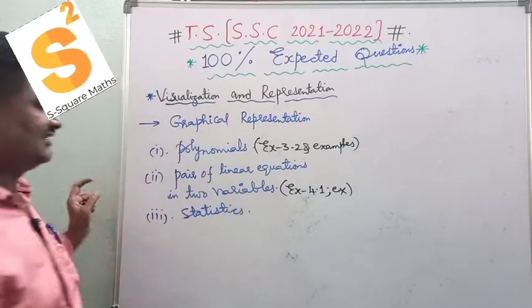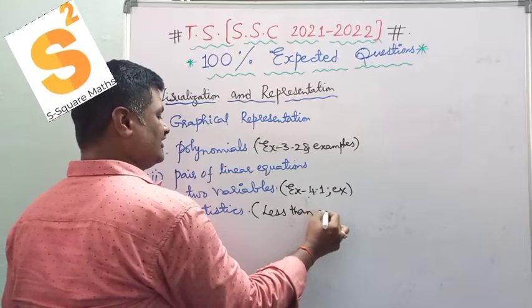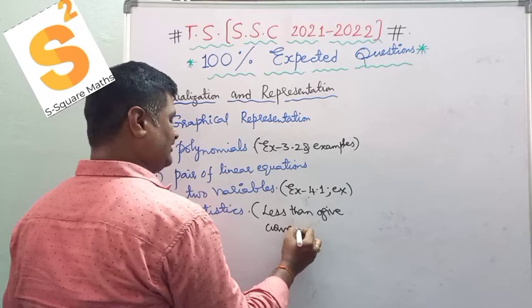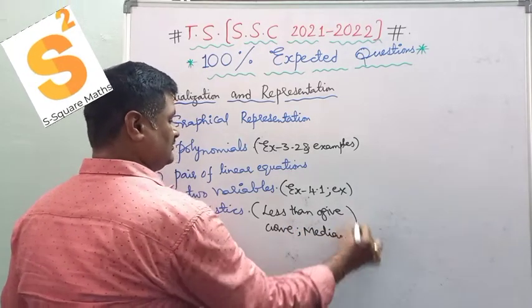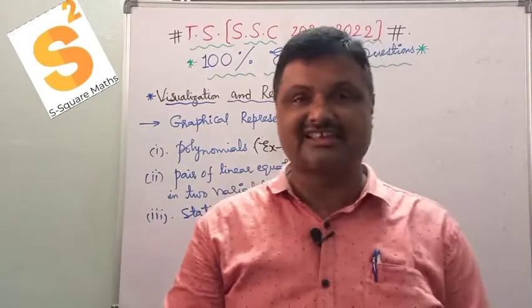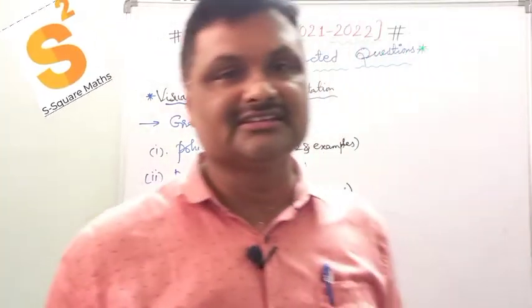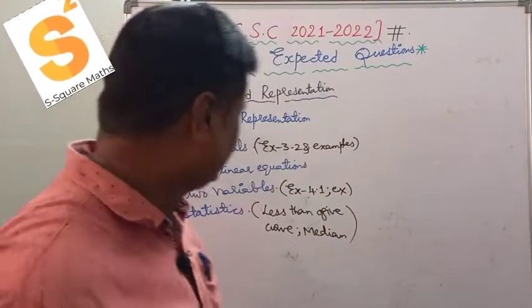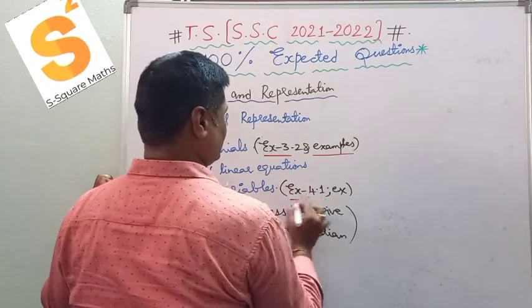Next, statistics, the OJ curve. Here we have the less than OJ curve and finding the median from it. Only one model graph here, in statistics, the less than OJ curve, the less than cumulative frequency curve. From that they can also ask to find out the median from the graph. So these are the 3 different categories for the graphical representation problems.